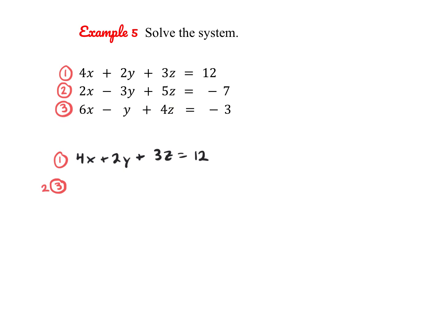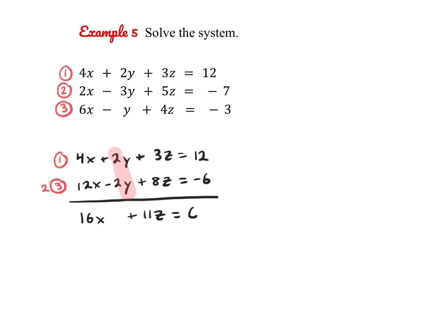So 6x times 2 is 12x. Negative y times 2 is negative 2y. 4z times 2 is 8z. And negative 3 times 2 is negative 6. And then I can see that if I add vertically, my y's disappear. I'm left with 16x plus 11z equals 6. So this is a new equation, and I'm going to give it its own number. This becomes equation 4, and you'll see that now it's an equation with only 2 variables.